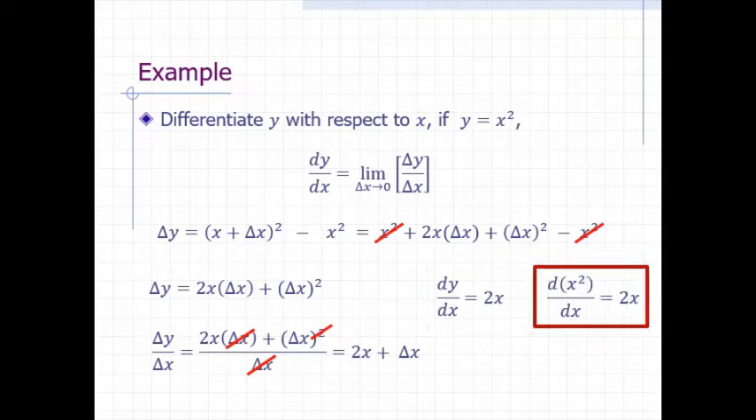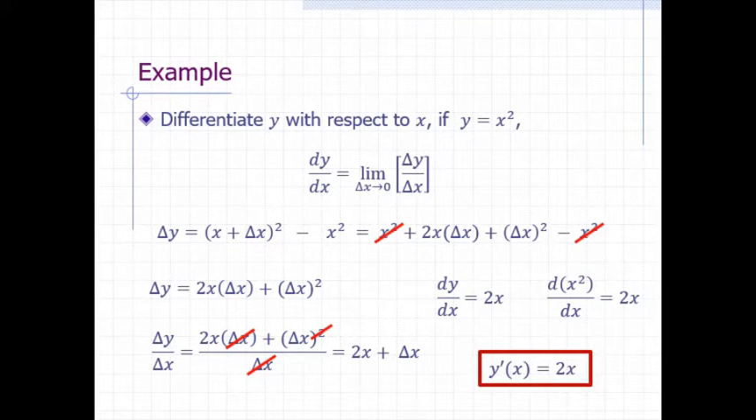We can also say that the derivative of x squared with respect to x is equal to 2x. We can also say that y prime of x is equal to 2x. Note that differentiation, or taking the derivative of a function with respect to x, just gives us another function of x.